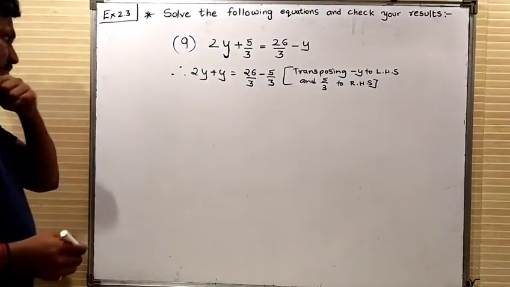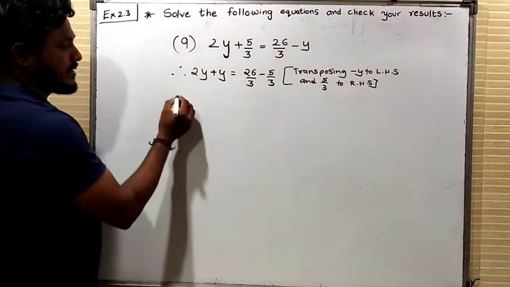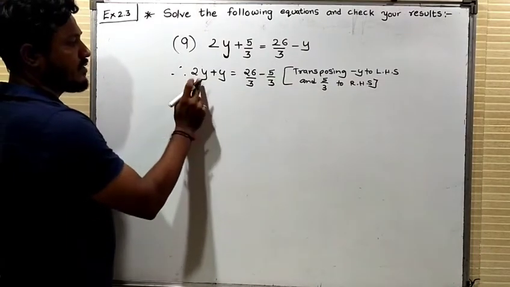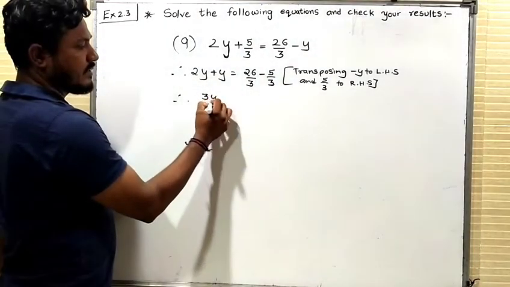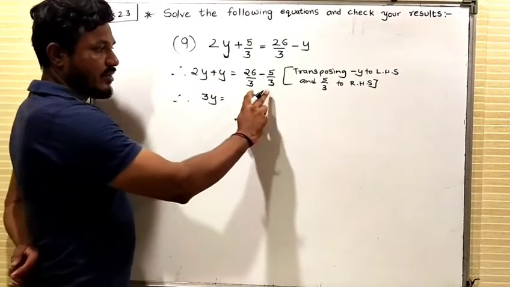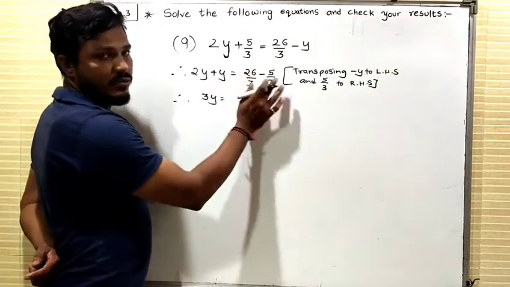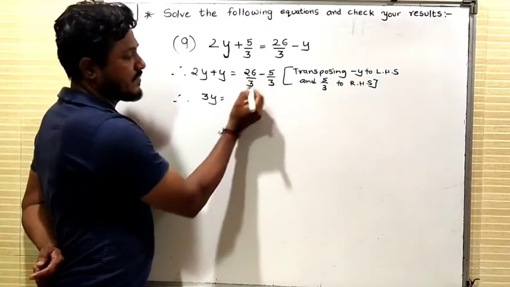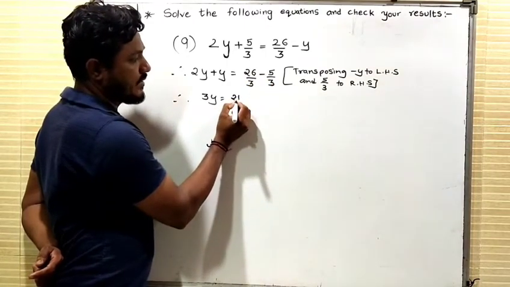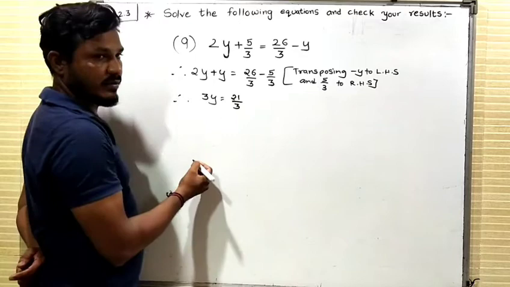Dear student, by doing such, now you can easily add or subtract whatever is given. 2y plus y gives 3y. Now here already the denominators are the same, no need to find the LCM. You can directly do subtraction, that is 26 minus 5 gives 21 by 3.